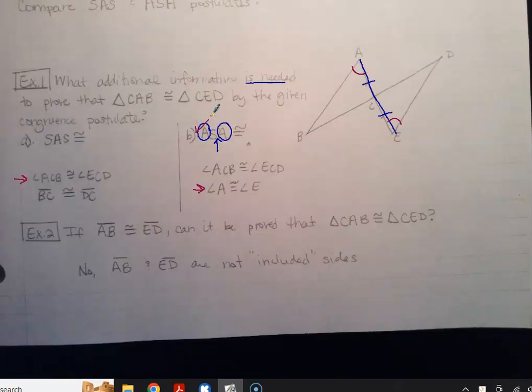Do the vertical angles. So angle ACB, we need to prove is congruent to angle ECD. And then if we look at that, we have an angle over here, a side, and the other angle. So we did angle, touching a side, touching an angle. We proved congruence. But they have to be in order. They can't just be any random angle, any random side, and any other random angle. They have to be in order. They're all touching.